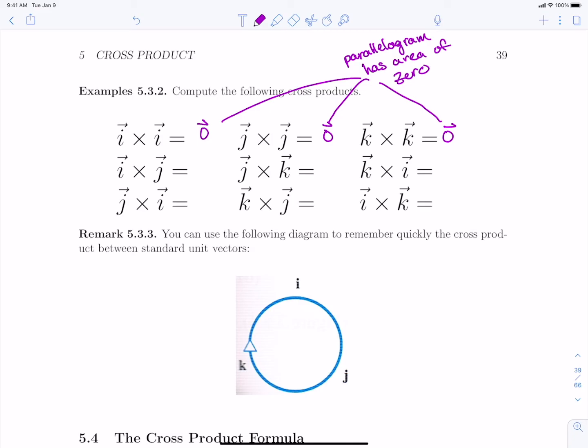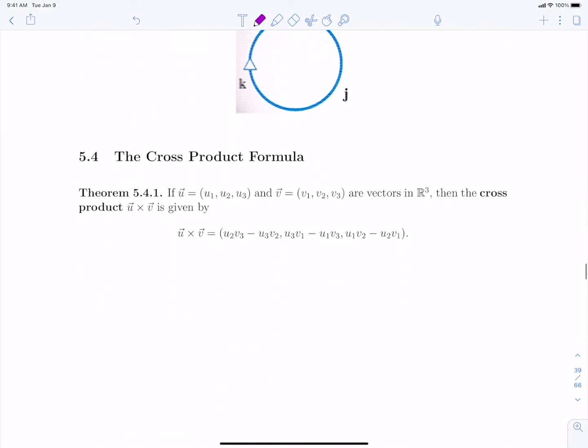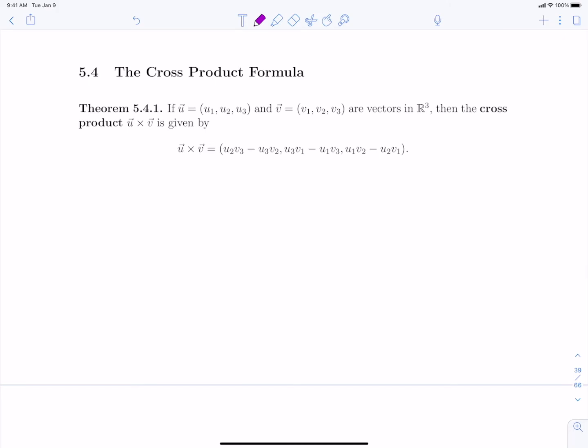Now, following in a clockwise pattern, i cross j will give me k, j cross k gives me i, k cross i gives me j. But then if I'm going counterclockwise, what ends up happening is I end up with these negative vectors. And that's how we're able to tell whether or not we're going to get positives or negatives. But let's remove ourselves from there and actually figure out how to do a cross product.